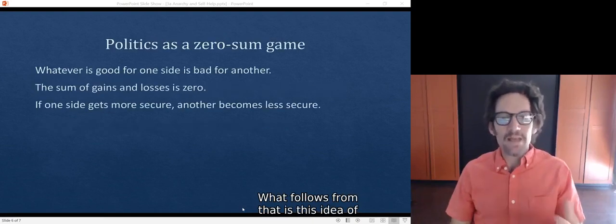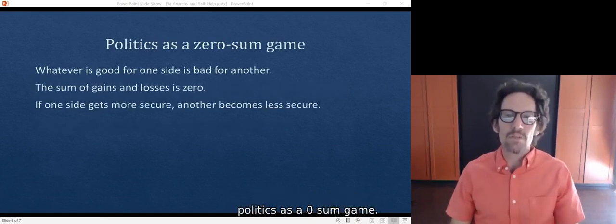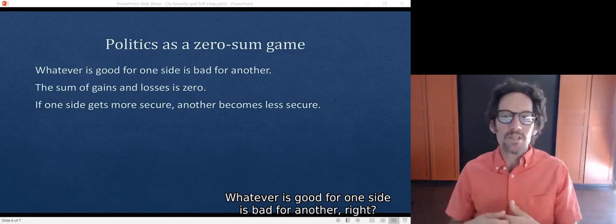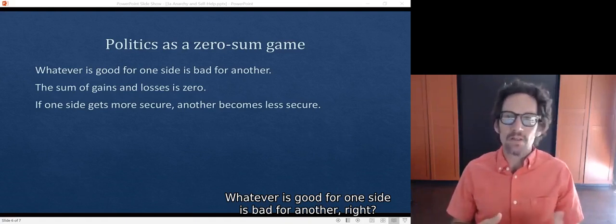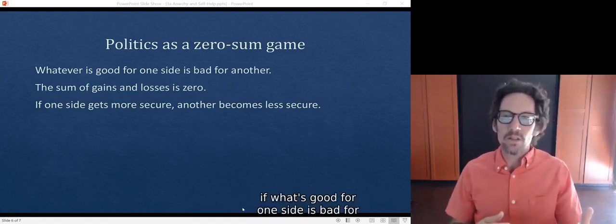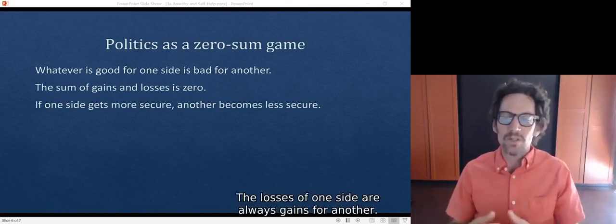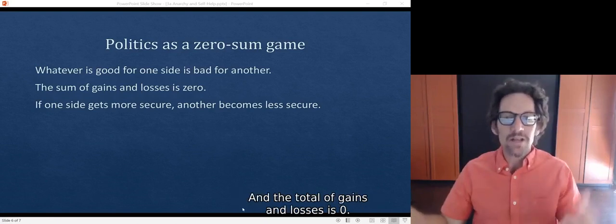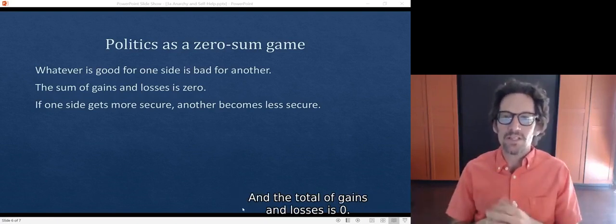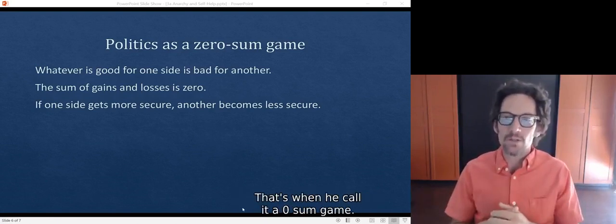What follows from that is this idea of politics as a zero-sum game. Whatever is good for one side is bad for another, right? If what's good for one side is bad for the other, then the losses of one side are always gains for another. And the total of gains and losses is zero. That's why we call it a zero-sum game.